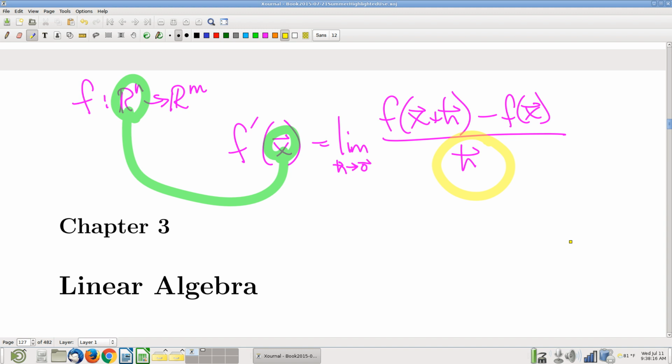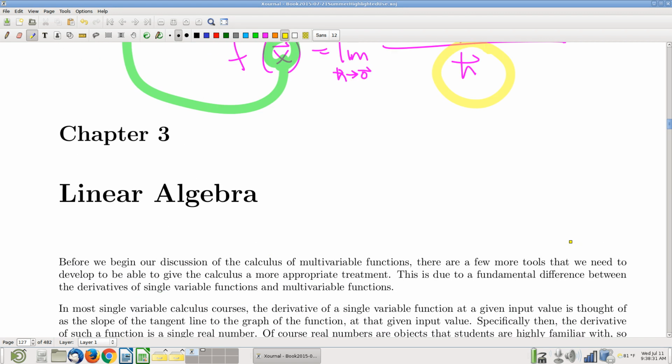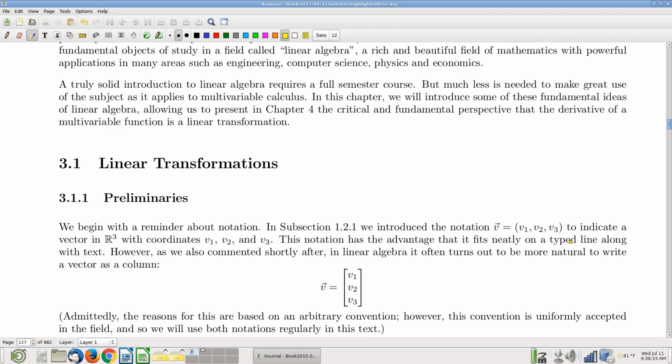So if we're going to try to get to that goal of understanding derivatives as linear transformations, which we kind of have to do, I mean, we certainly can't do this. Right? We need to understand what linear transformations are. So that's the first part of Chapter 3. The first section is about linear transformations. Okay, so here we go.